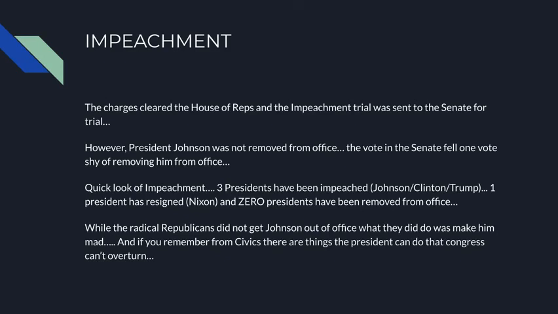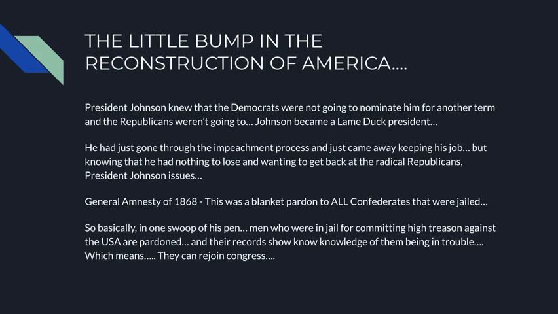And while the radical Republicans did not get Johnson out of office, what they did do was make him mad. And if you remember from civics, there are things that the president can do that Congress cannot overturn. And now Johnson is going to go on a little revenge, right? A little bump in the Reconstruction of America.